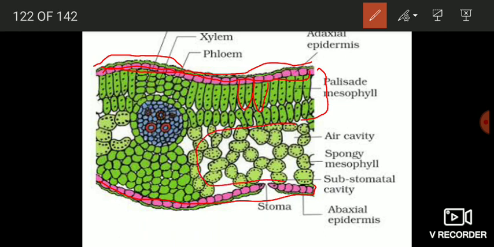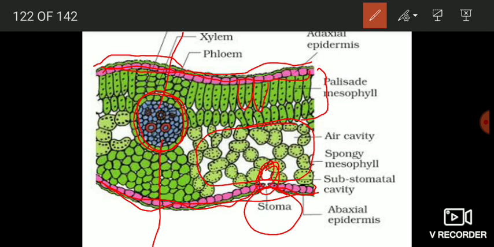Then the spongy parenchyma. Spongy parenchyma is present towards the lower epidermis, and it is constituted of rounded or polygonal cells which have a large network of intercellular spaces. These intercellular spaces finally open to the substomatal chambers here. Here you can see the stomata, they are restricted to the lower surface of the leaf. Then the vascular bundle. In the vascular bundle, the xylem is located towards the upper side and phloem is located towards the lower side.